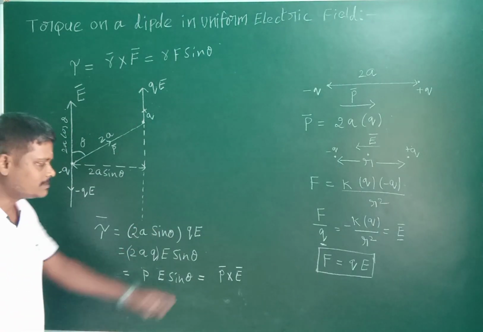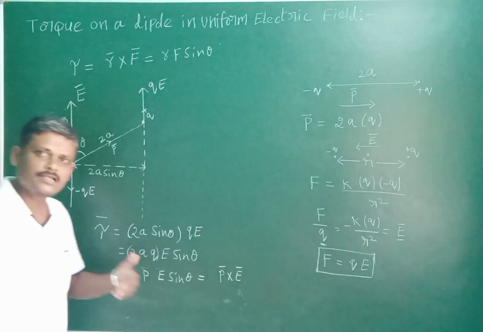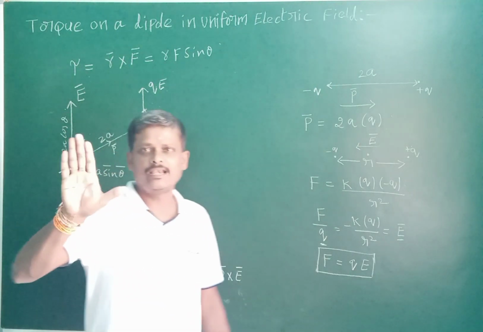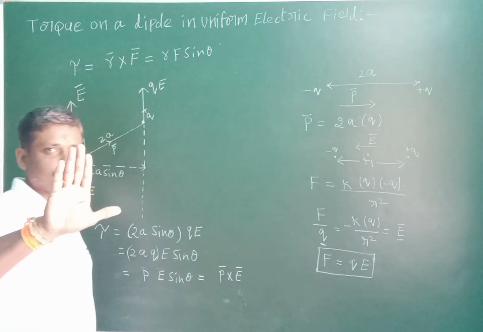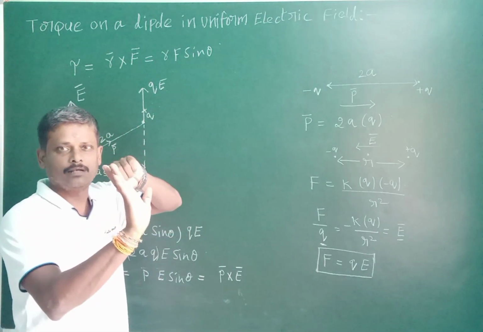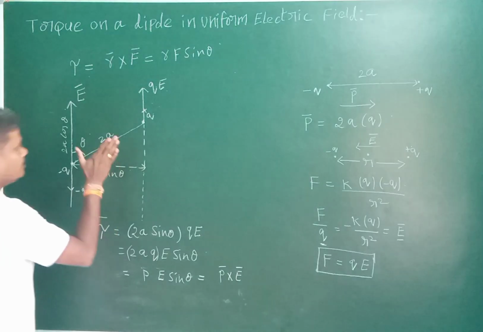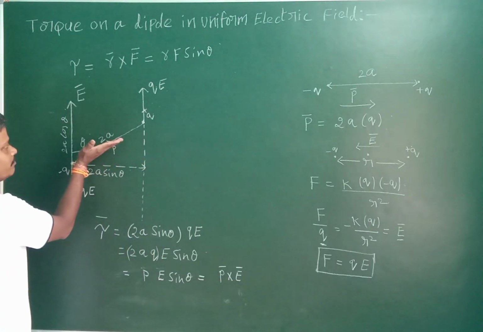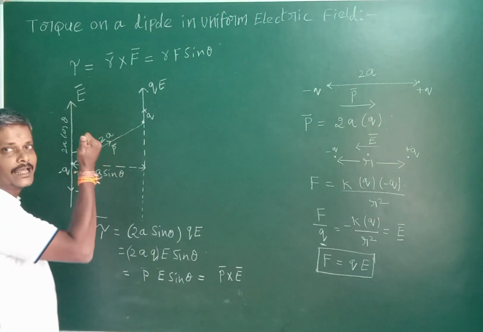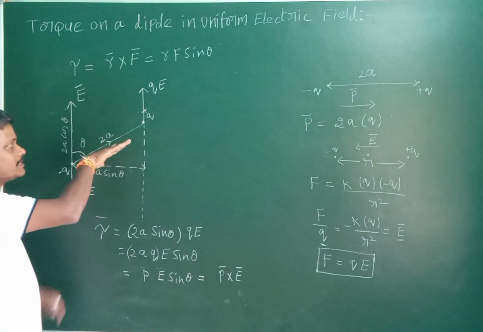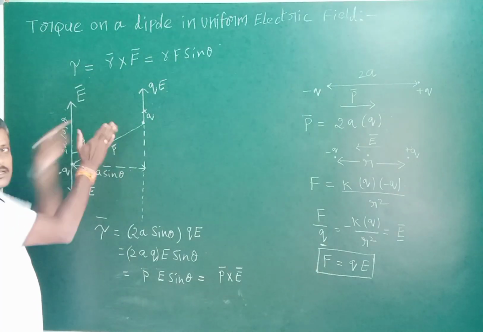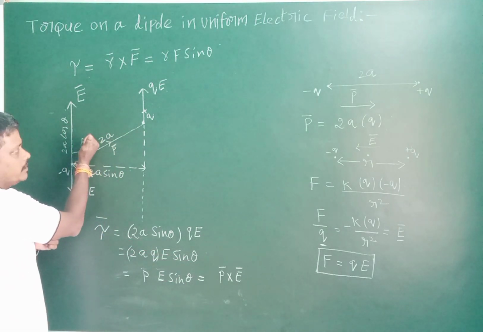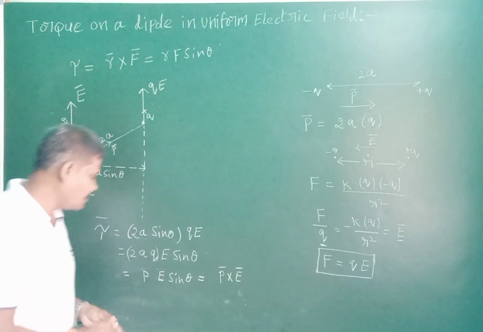Now what is the direction of torque? Torque is also a vector quantity. You can apply the right hand thumb rule. Place your right hand such that you can curl the fingers from p to E. You cannot curl the fingers the other way. So I place my fingers from p and curl the fingers from p to E, such that the thumb gives the direction of the torque.